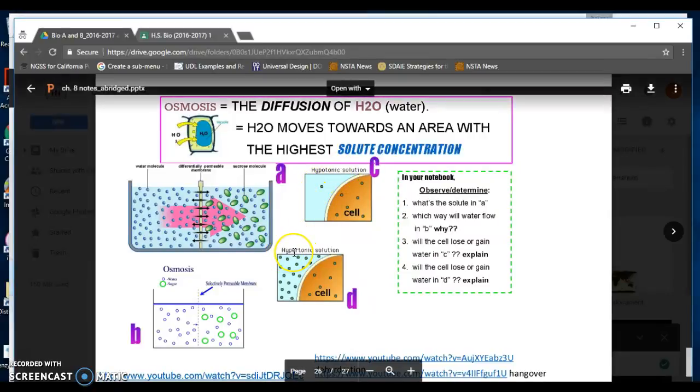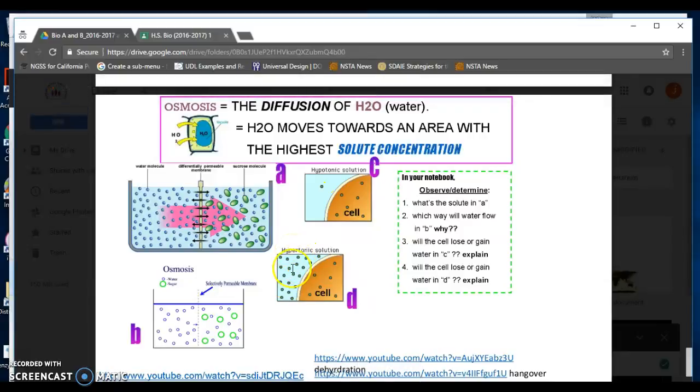And then you have hyper, and that means more. So you have more solutes or higher concentration. So if you hear someone say hypotonic, it means the cell is surrounded in a fluid that has a very low concentration of solutes. If it's placed in a hypertonic solution, a cell has been surrounded in a high concentration or fluid surrounding the cell with lots of solutes.